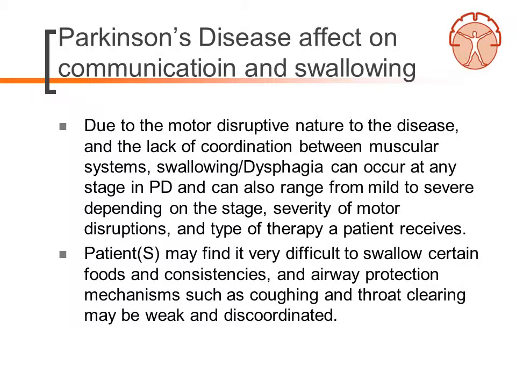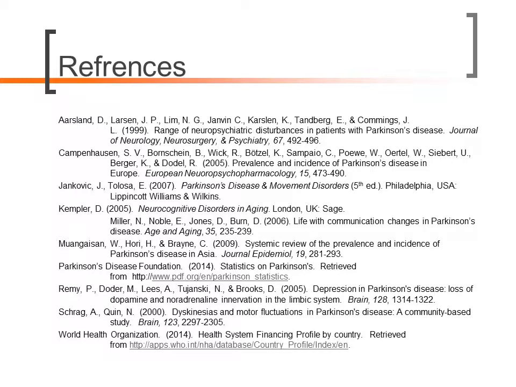Swallowing difficulty, or dysphagia, can occur at any stage in PD and can range from mild to severe depending on the stage, severity of motor disruptions, and type of therapy a patient receives. Patients may find it very difficult to swallow certain foods and consistencies, and their protection mechanisms such as coughing and throat clearing may be weak and discoordinated. These are mainly the signs and symptoms for patients suffering from PD.